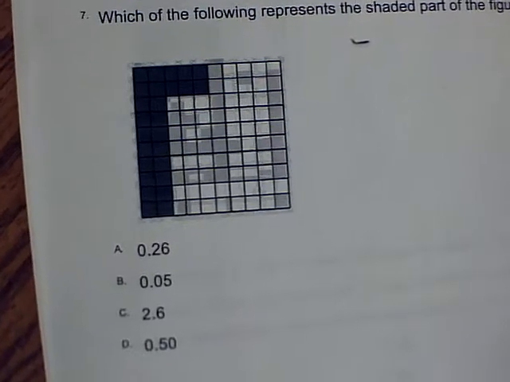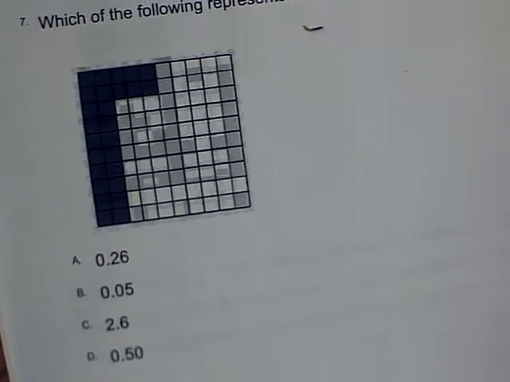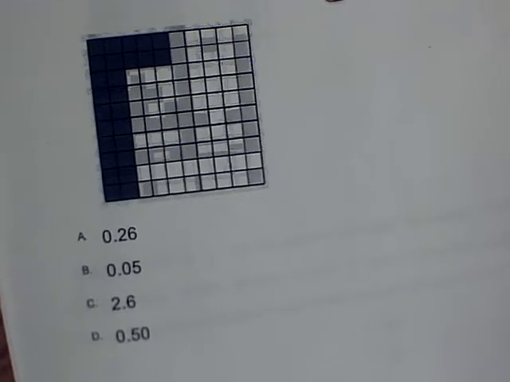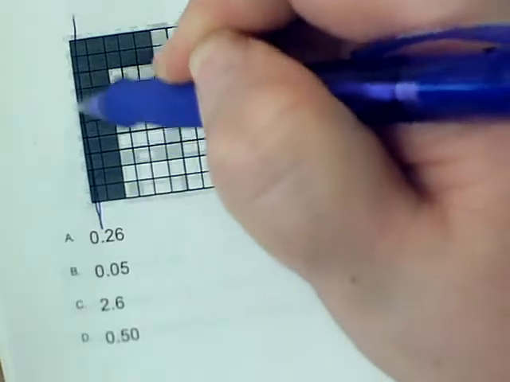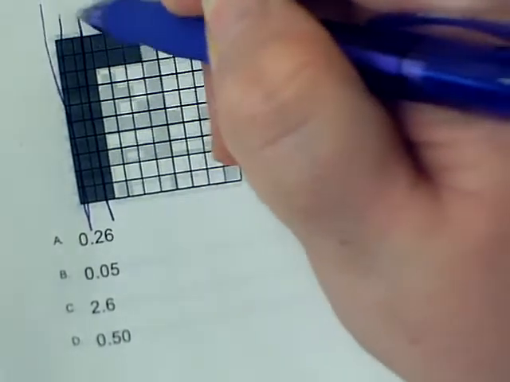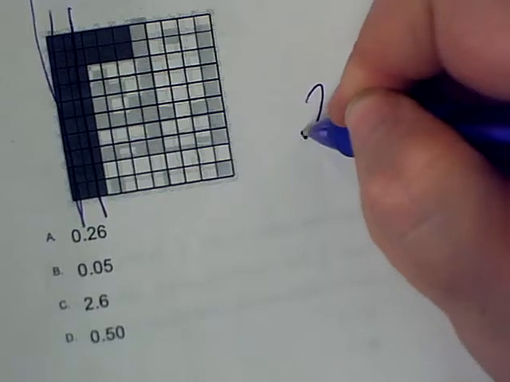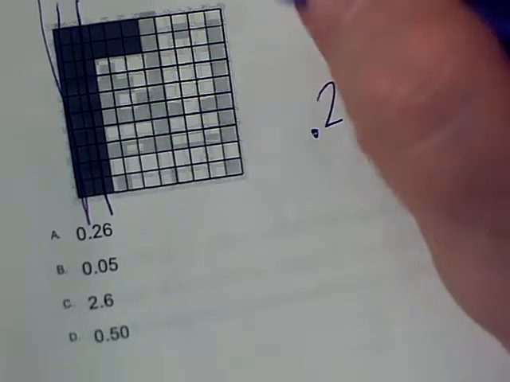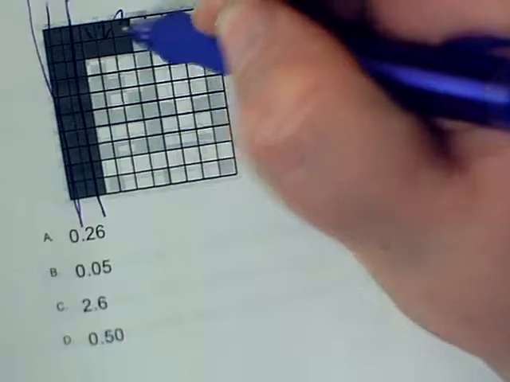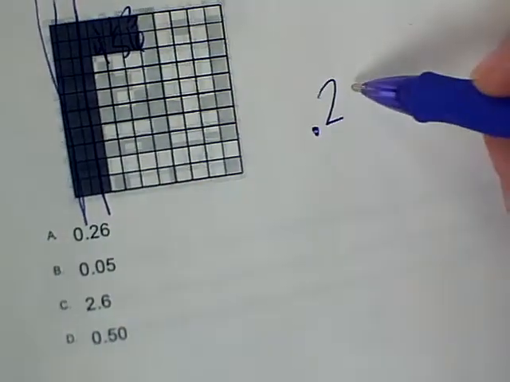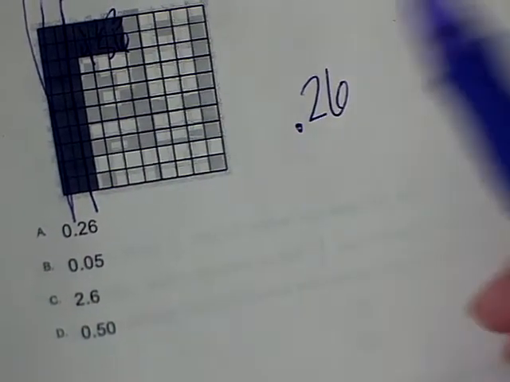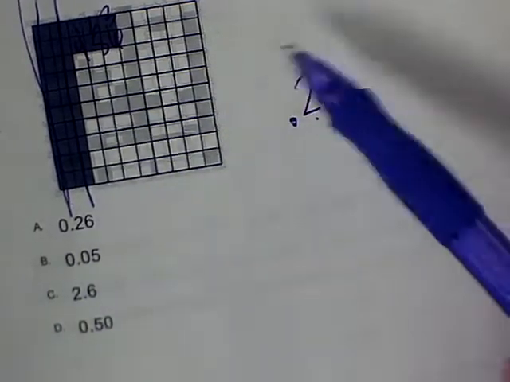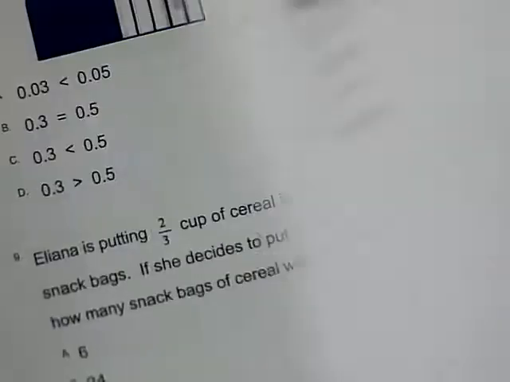Let's look at number 7. Which of the following represents the shaded part of the figure? I'm going to push this down so you can see a little bit, the shaded part. Well, how many tenths do we have? That means that the tenths are the rows that are filled in completely. I see 1 tenth and 2 tenths, right? And then how many hundredths do I have? Those are the solo boxes. 1, 2, 3, 4, 5, 6. That's what I see. I see 2 tenths and I see 6 hundredths.